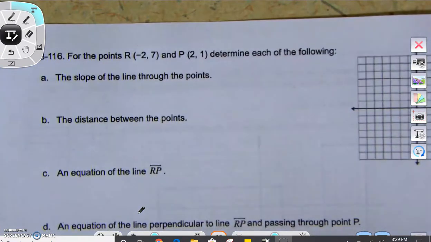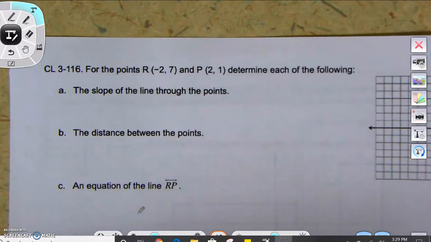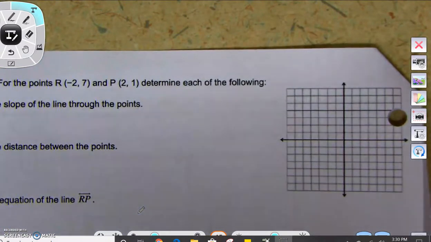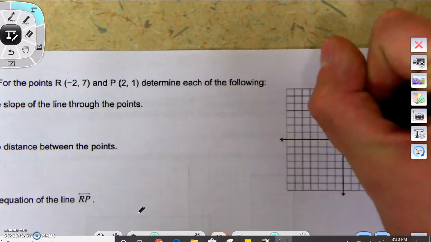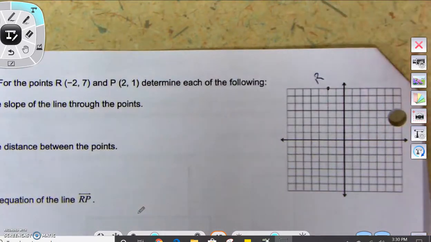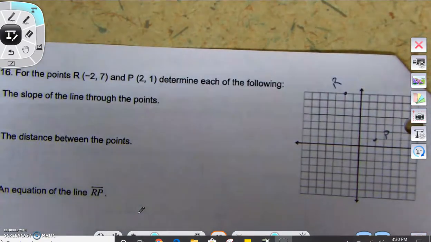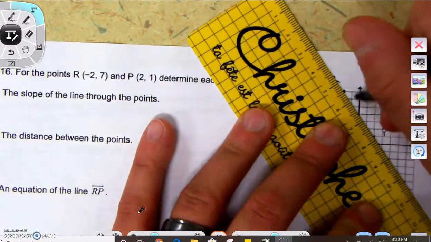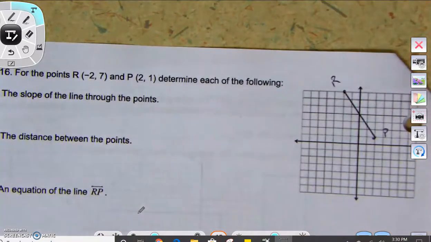So if we take a look at 3.1.16, super important problem, for the points -2, 7, and 2, 1. So it's R and P, so we need to go ahead and make sure we plot those and label. So -2, 7, and we can label that as R, and then I have 2, 1. We can go and label that as P, and it does say that it is a line. So we're going to go ahead and connect those. So we end up with that.